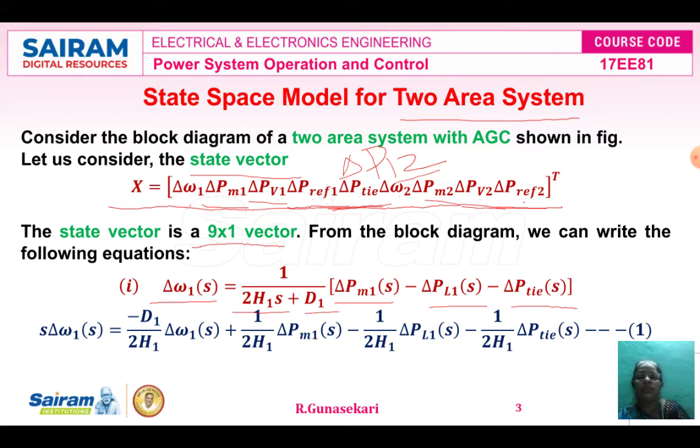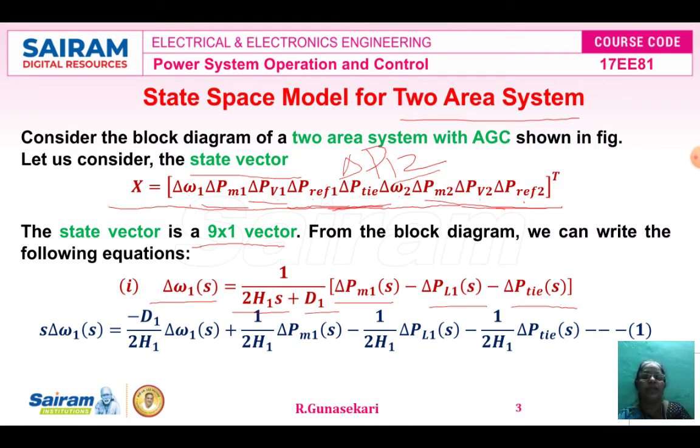After simplifying this equation, we get s del omega 1 of s equals minus D1 divided by 2H1 del omega 1 of s plus 1 divided by 2H1 del Pm1 of s minus 1 divided by 2H1 del PL1 of s minus 1 divided by 2H1 del P tie of s. This is equation number 1.